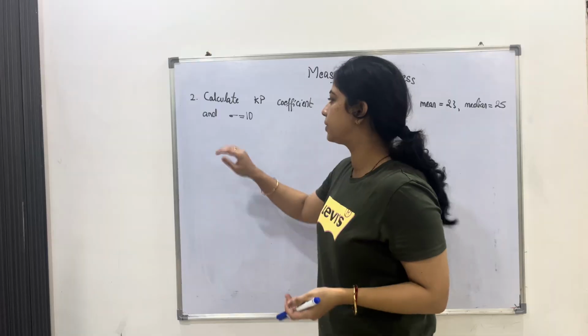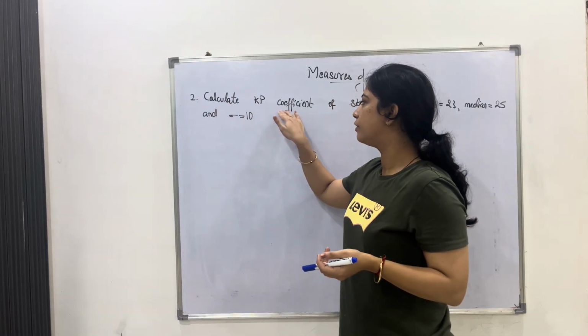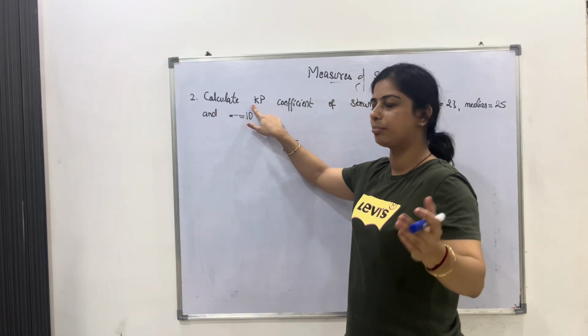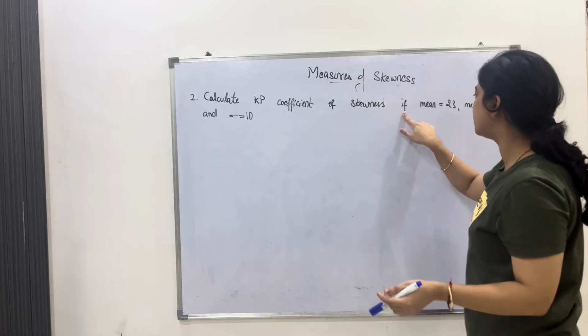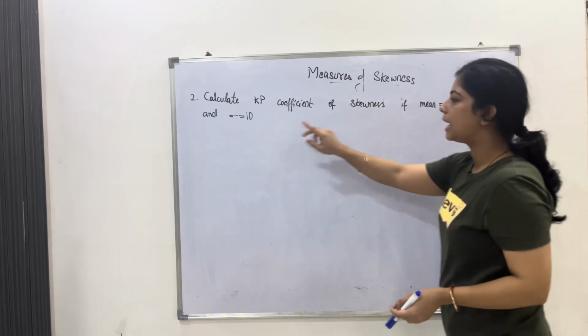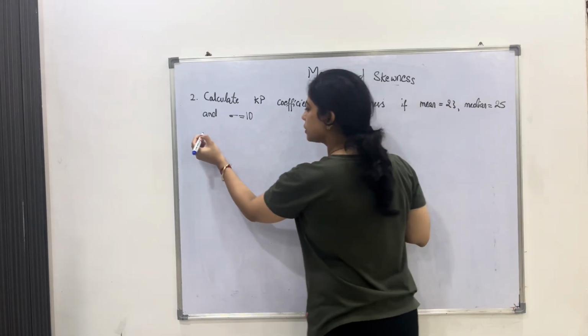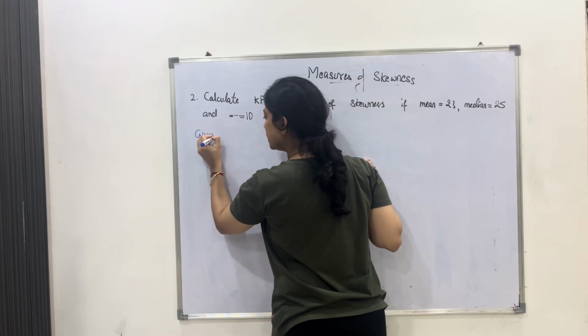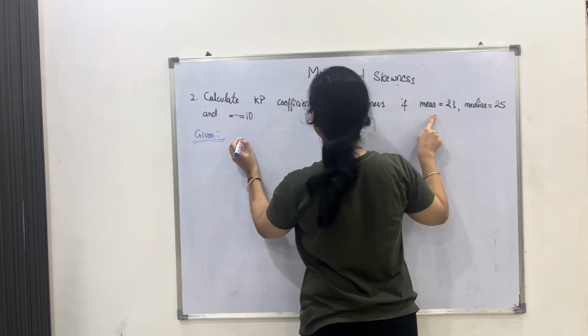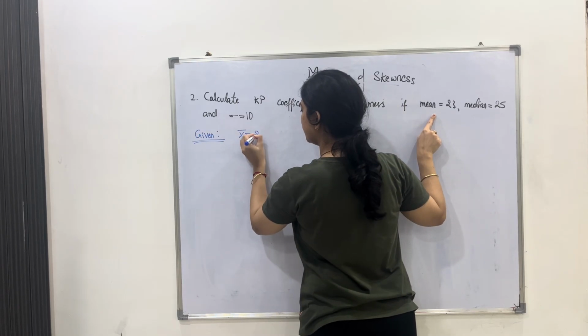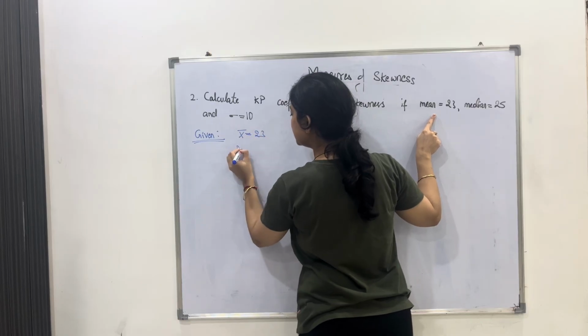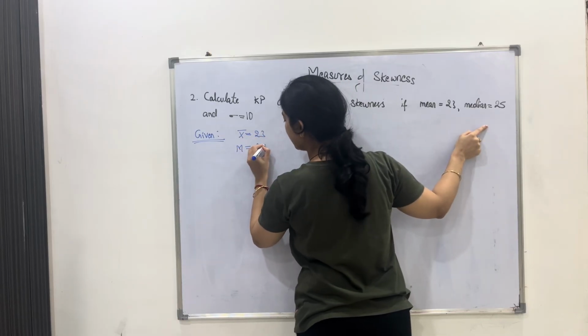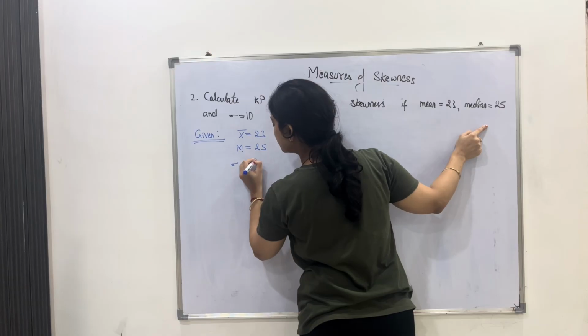Let us look at the next question. Calculate Kp, coefficient of skewness. Kp is again Karl Pearson. Coefficient of skewness if mean, median and standard deviation is given to you. So let us write down first whatever is given to us. So the mean is 23. Median they have given, which is 25. And standard deviation, which is 10.